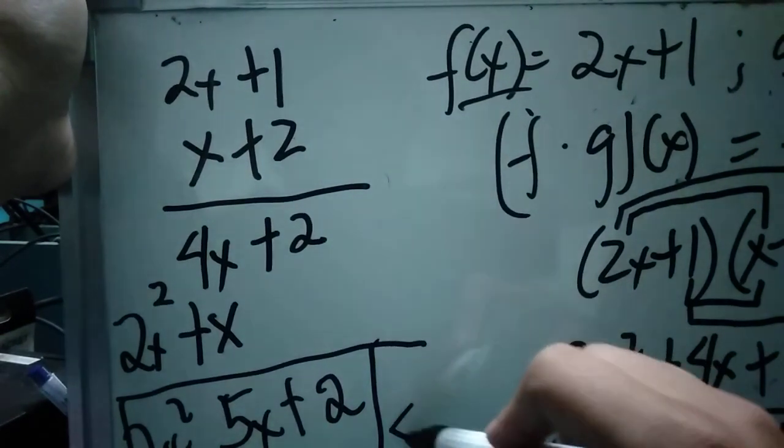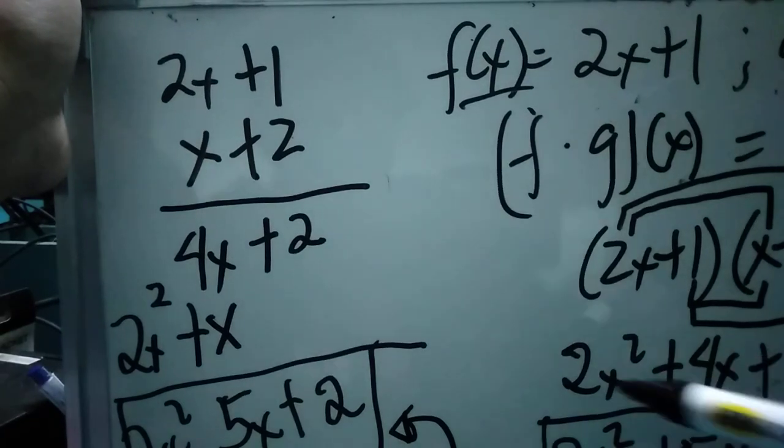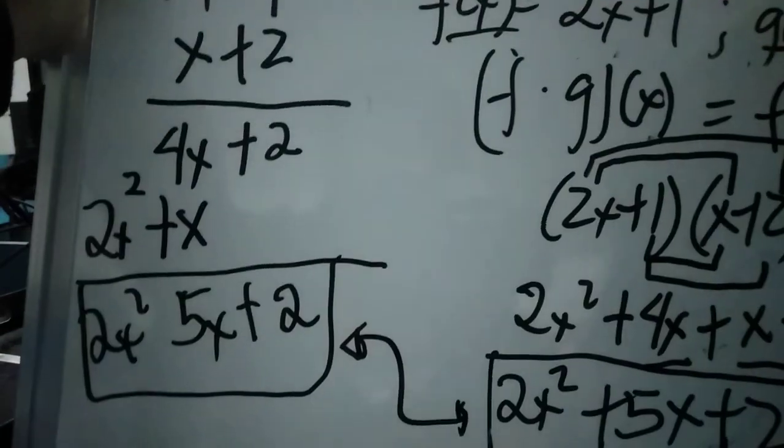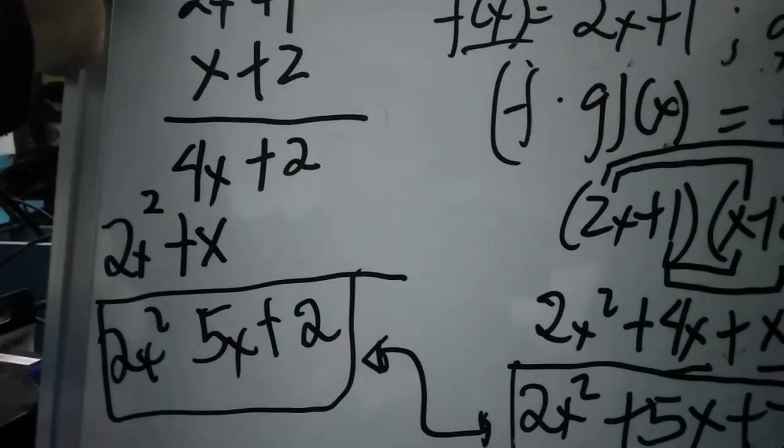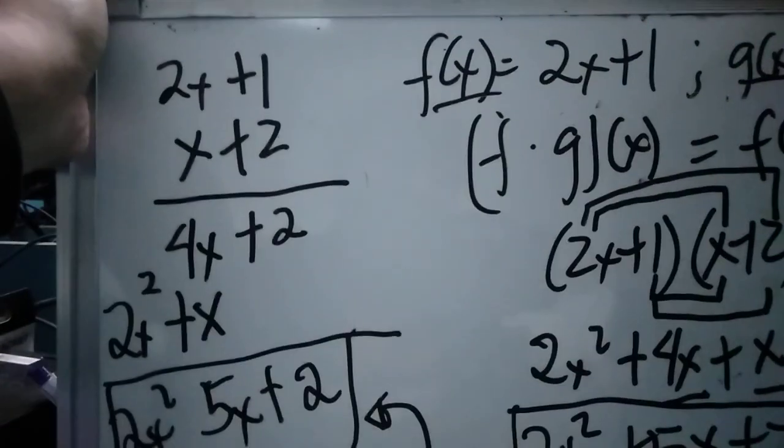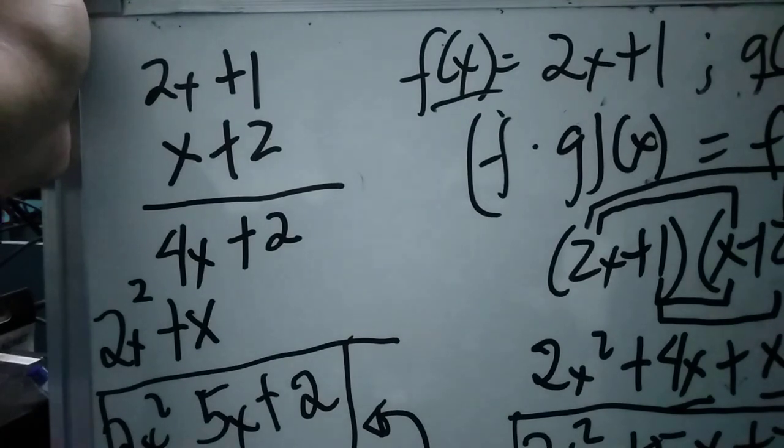And as you can see, parehas lang sila dito. So, it's up to you kung saan kayo mas nadadalian na process. We have the FOIL method and the basic multiplication process. Same na same lang din. Ang magiging kalaban nyo dito is the symbols.